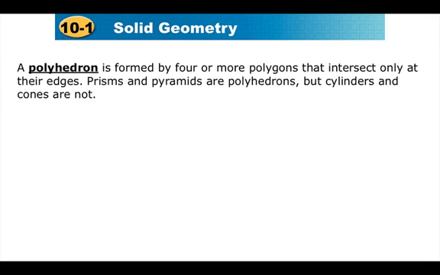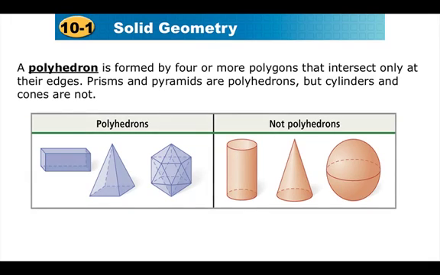And this is basically defining something. Follow along. It says a polyhedron is formed by 4 or more polygons that intersect only at their edges. Prisms and pyramids are polyhedrons, but cylinders and cones are not. So here's a picture that illustrates what makes a polyhedron and what is not a polyhedron. And this concludes video 10.1.